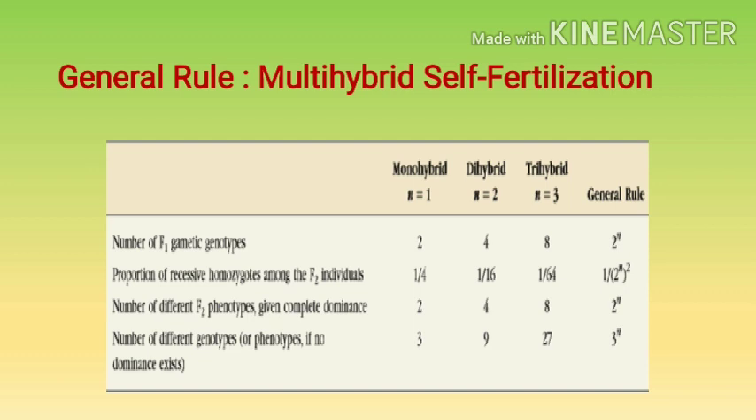so how many types of phenotypes were produced in the F2 generation of a monohybrid cross? There were 2 types. That is why we had a ratio 3:1. So 3 were your tall and 1 was your dwarf.